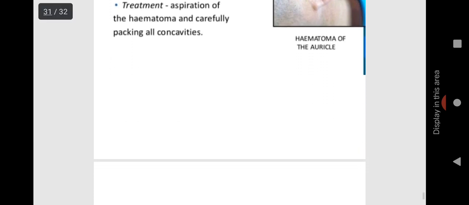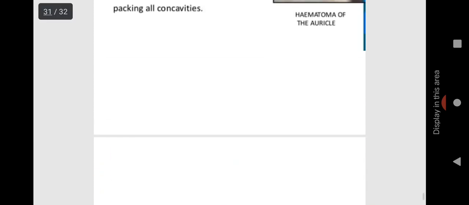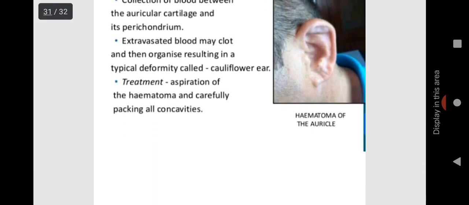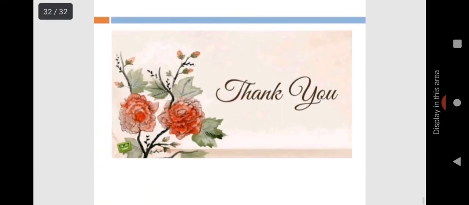So this is all about the topic deformities of the ear. We have discussed congenital deformities, traumatic deformities, and inflammatory deformities. All of you go through the topic. If you have any doubts, feel free to contact me. I hope all of you understood the topic. Thank you. Have a nice day.